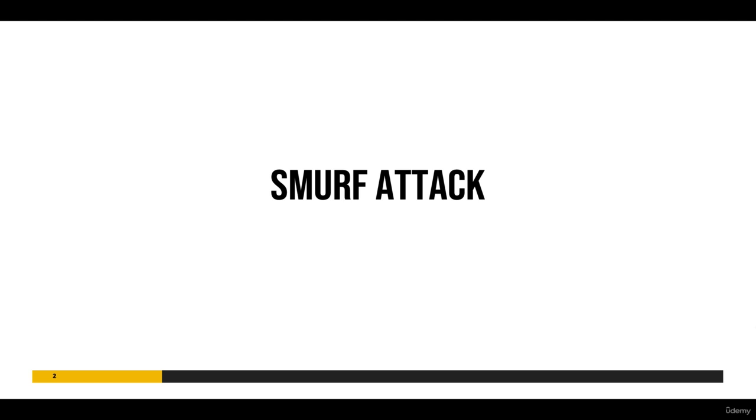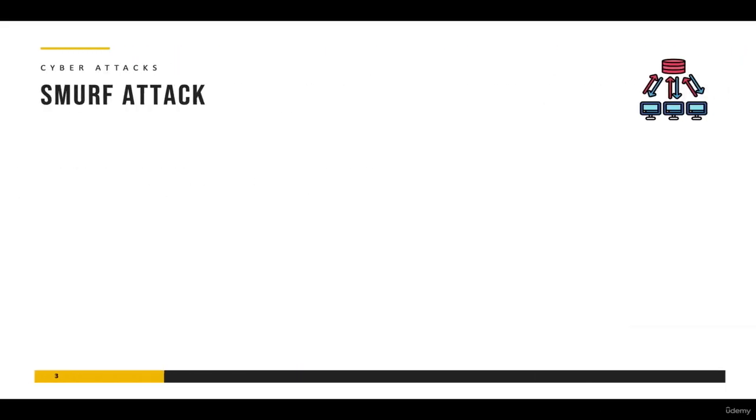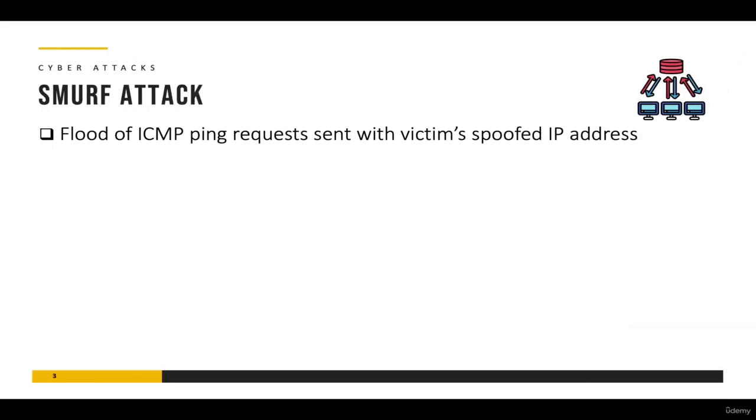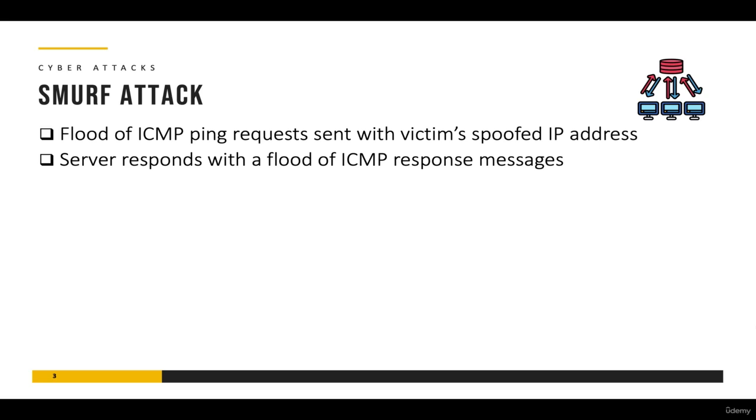In the DNS reflection attack, an attacker basically spoofed the IP address of a victim and sent a flood of DNS request messages to a server. So when the server replied with the DNS reply messages, they were sent to the victim, and so the victim was overwhelmed. In the Smurf attack, the attacker sends a flood of ICMP ping requests using the victim's spoofed IP address. So when the server receives these messages, it replies with the ICMP reply messages, which are obviously sent to the victim because the victim's IP address was used. Now this causes the victim to get overwhelmed or crashes the victim.